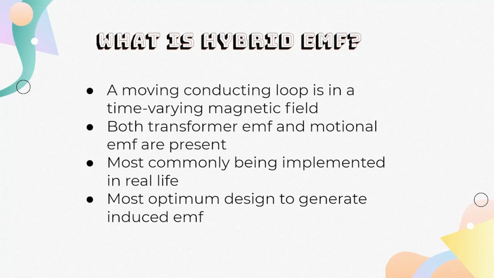For the transformer EMF, the circuit remains stationary and the magnetic field changes with time. But for the motional EMF, we have a constant magnetic field, but the circuit is moving with a velocity. So in the hybrid condition, we have the changing magnetic field and also the moving conducting loop, as mentioned before. So why is hybrid EMF most commonly implemented in real life? This is because it has the most optimal design to generate induced EMF.